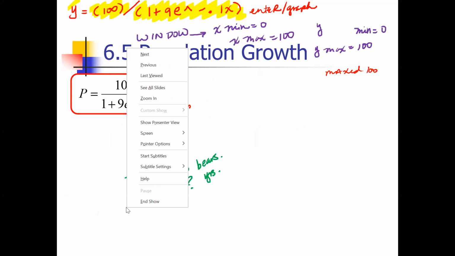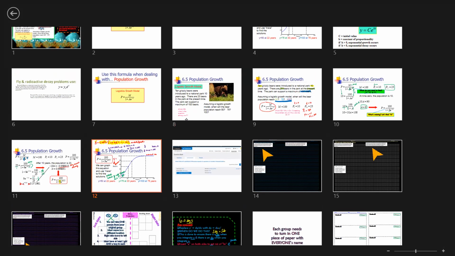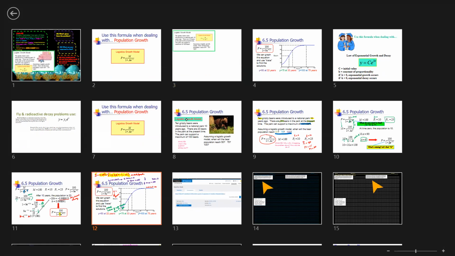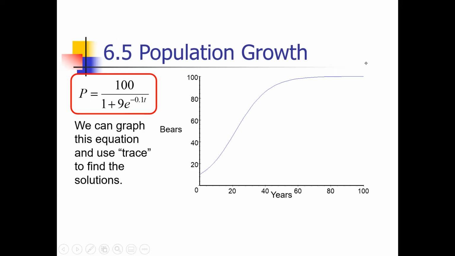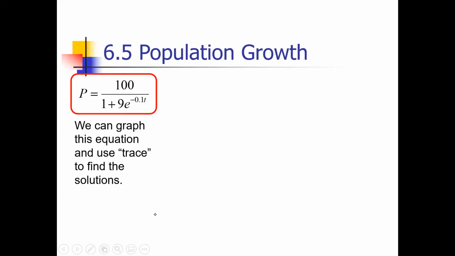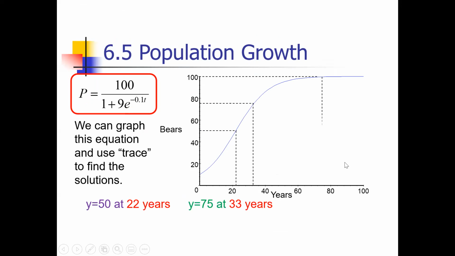You could also graph that model, which is what I'm going to show you guys here, since it's asking you for 3 different time frames. So if I were to graph this, my model will look something like this on your calculator. If I look at this from the perspective of 50 bears, it looks like it's about 23 years or 22 years. If I want 75 bears, it looks like it's about maybe 33 years. And if I want 100 bears, it's looking at 75 years.